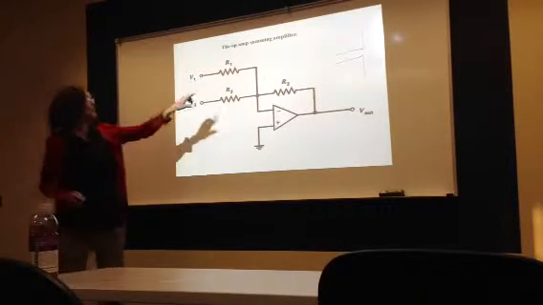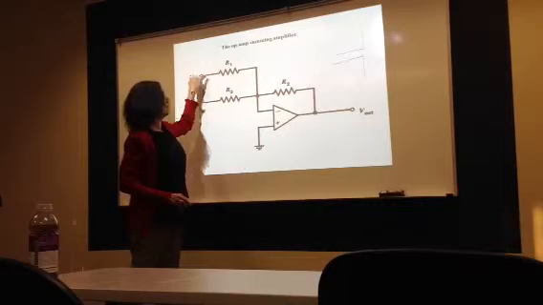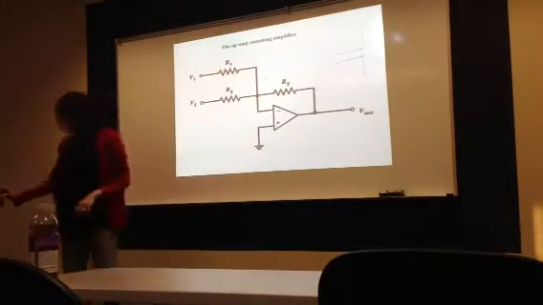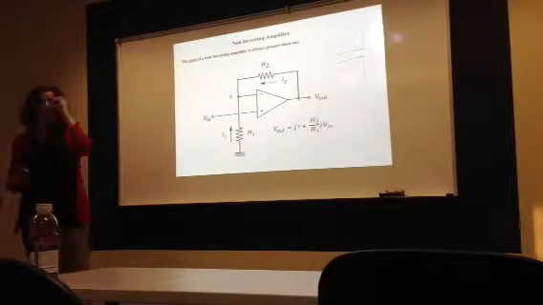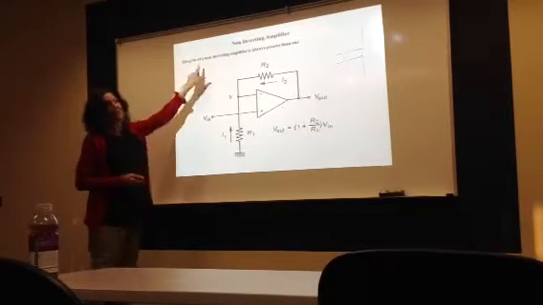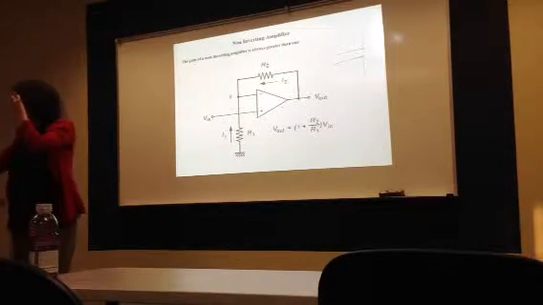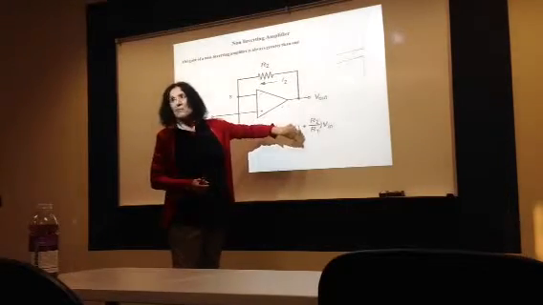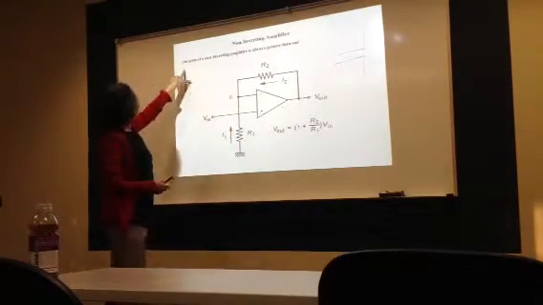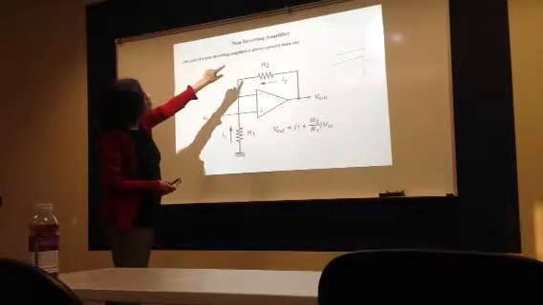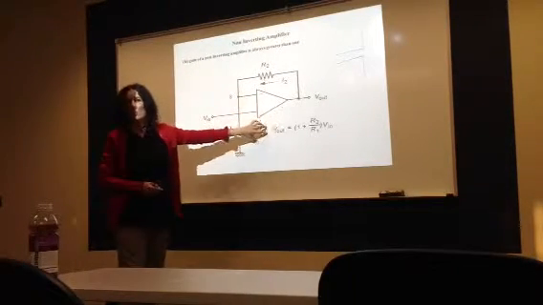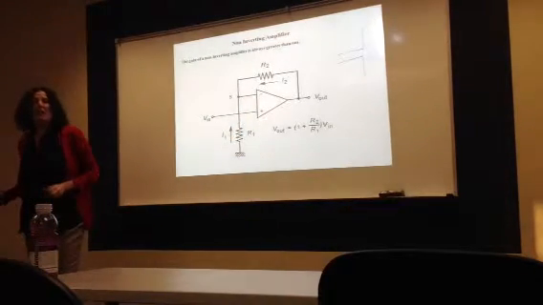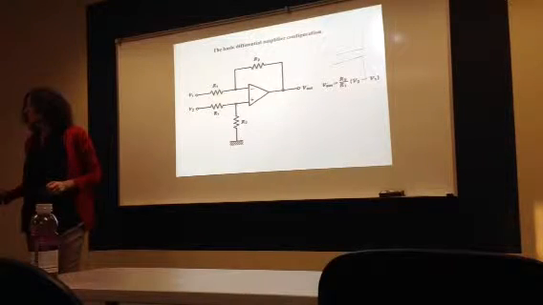So V output here is equal to negative V1 times R2 over R1, and so on. Tell me if you don't understand anything. Now, the gain here should be greater than 1, right? The gain of a non-inverting amplifier is always greater than 1. You know that, right? All these definitions you have to know. And we used it in one of the labs, if you remember, the signal conditioning we did.